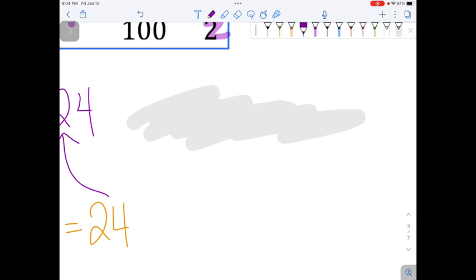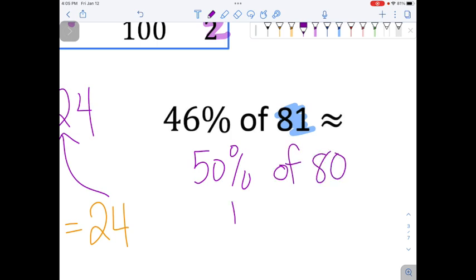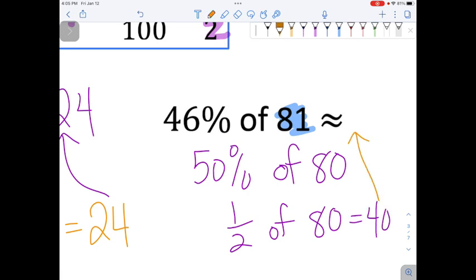Or, here's the next problem. Knowing that 50% is half, 46 is pretty close to 50. So I'm going to change this problem to 50%. Oh, I don't want to find half of an odd number. That's okay. Isn't 81 close to 80? I think so. So this is 50% of 80, which is the same as saying half of 80. And I know that is 40. Therefore, 46% of 81 is going to be close to or about 40.